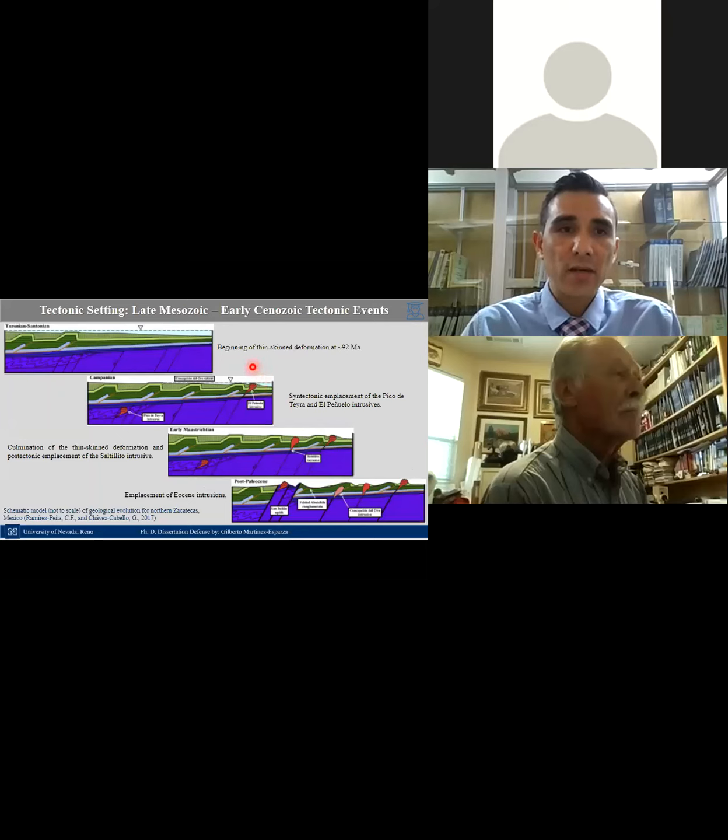During this time, late Mesozoic, the compressional tectonic event led to the beginning of thin-skin deformation around 92 Ma, deforming all the marine sequences, and is also known as the Laramide orogeny. And syntectonically some intrusive emplacements occurred, such as the Pico de Teira and El Peñuelo intrusives.